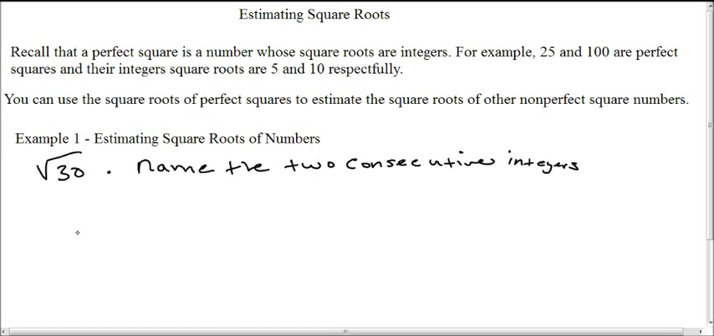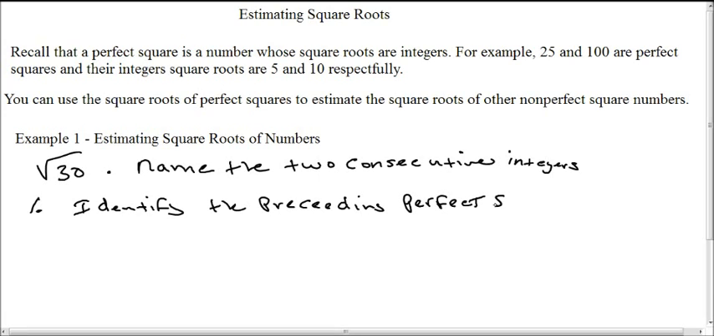Alright, so we look at the square root of 30. Here's the first thing we want to do. We want to identify the preceding perfect square. Now you have your list in front of you, and on your list we see that the preceding perfect square is the square root of 25.